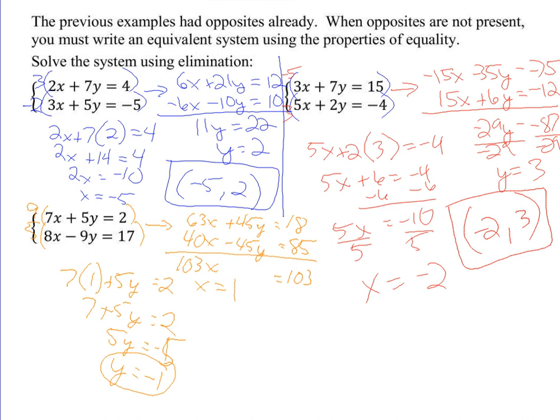And I did it again. Get that out of there. I write my ordered pair, 1 comma negative 1. Then you would check it to make sure that it's right, because only one ordered pair will work here. After we checked it, we found out that this is right. So then you move on.